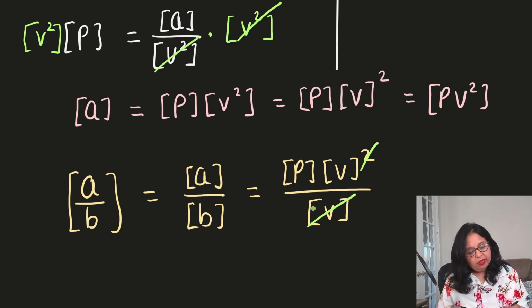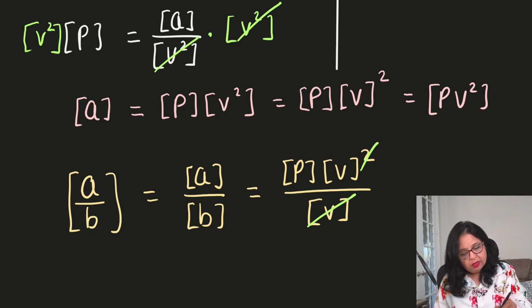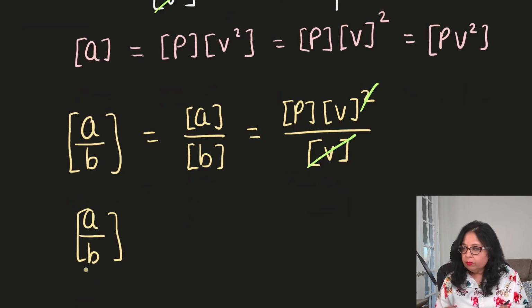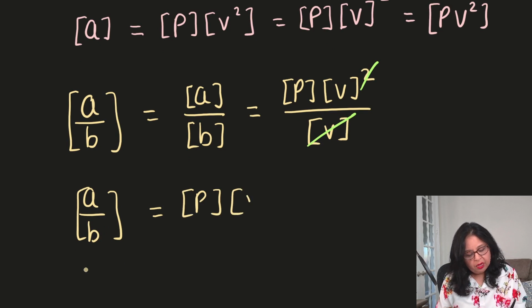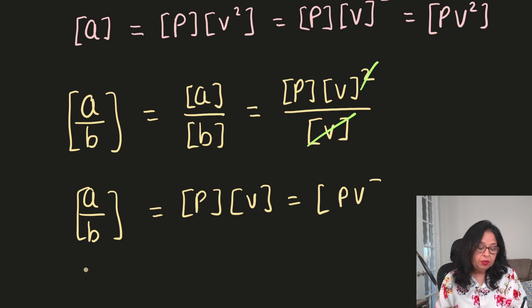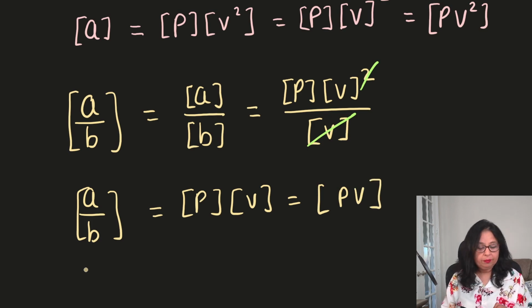What does this leave us with? This leaves us with A over B's dimensional formula, okay, that's not fitting, is equal to the dimensional formula for P times the dimensional formula for V, which is the same as the dimensional formula for the product PV.